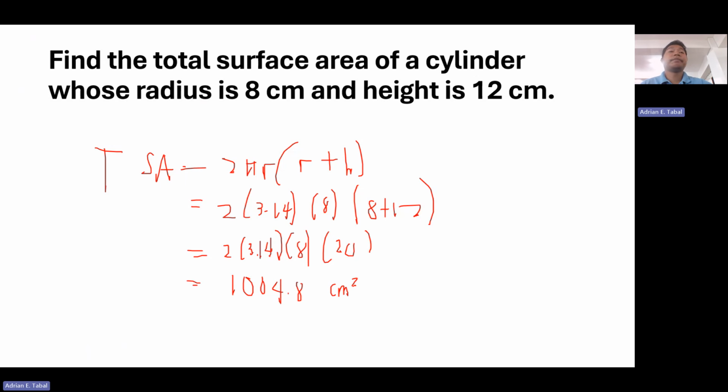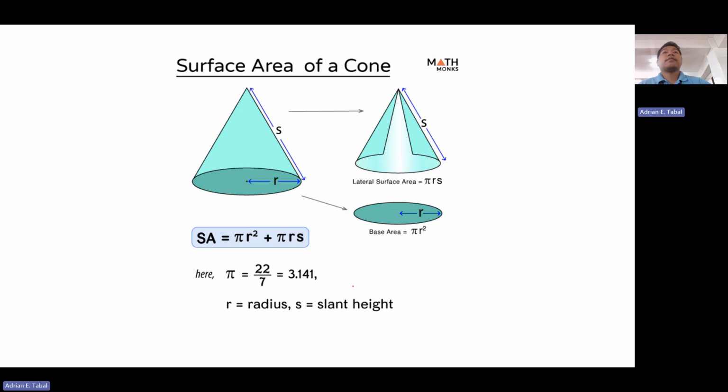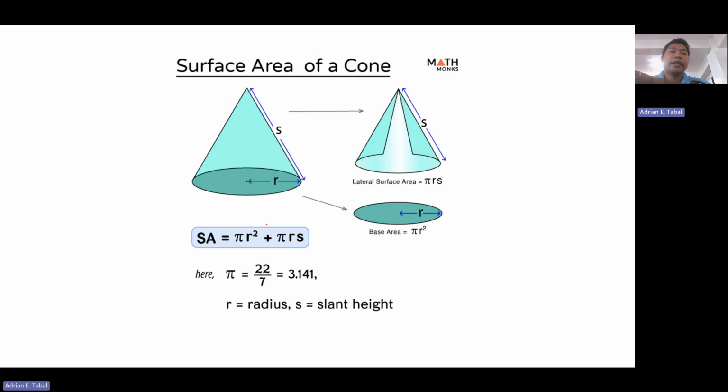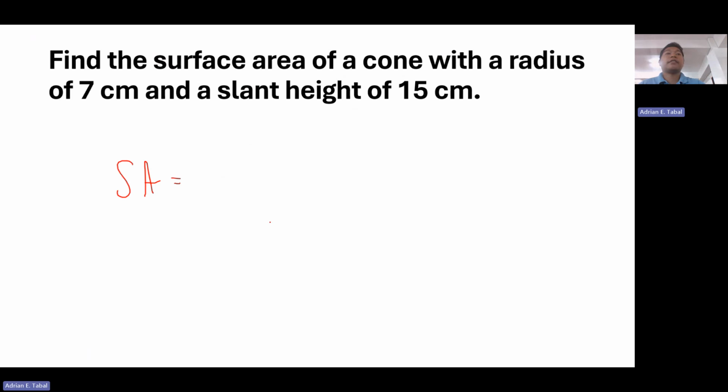centimeters squared. Next, surface area of the cone. Formula for the surface area of the cone. This is the total surface area, pi r squared plus pi r s, s meaning the slant height. So find the surface area of the cone, given the radius 7 cm and the slant height 15 cm. So again, let's go back. It's pi r squared plus pi r s.